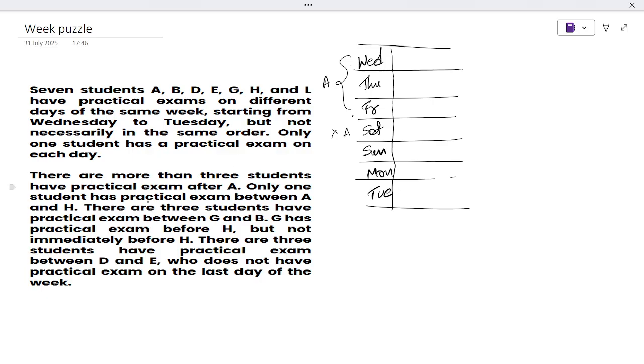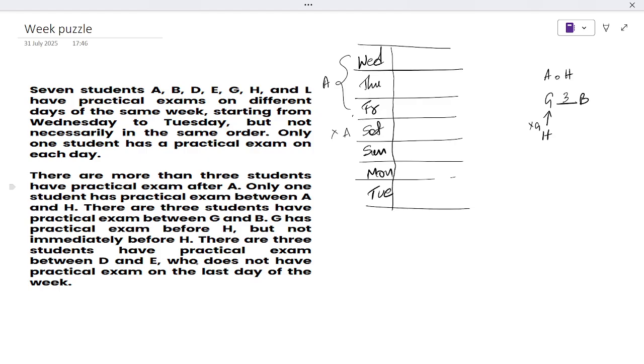Only one student has a practical exam between A and H. So here we have A, one student, and H. There are 3 students who have a practical exam between G and B. So we have G, 3, and B. G has a practical exam before H, but not immediately before H. That means you cannot place G right away here.